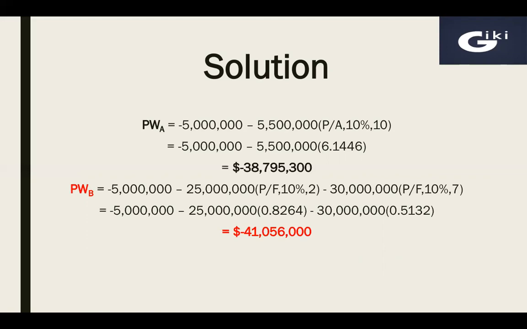So let's compare the present worths of both option A and option B. So these are outflows. We need to compare cost. In that case, we'll select an option with less cost, that is less negative value, which is minus 38.795 million in that case. So the plan A should be implemented in that case.